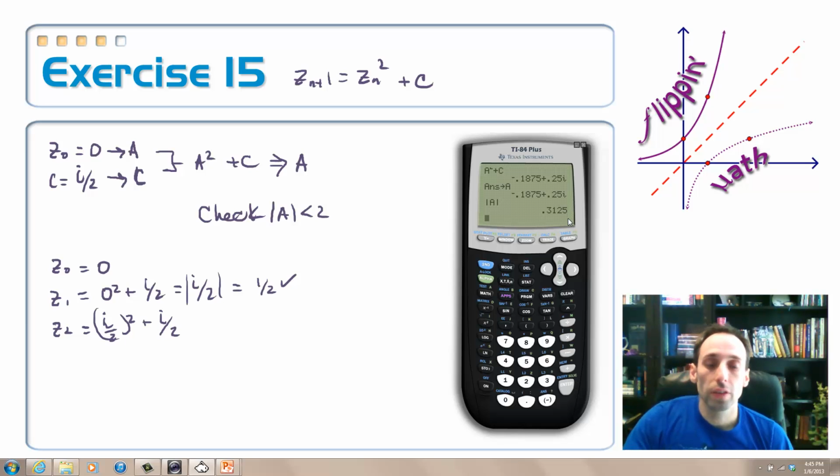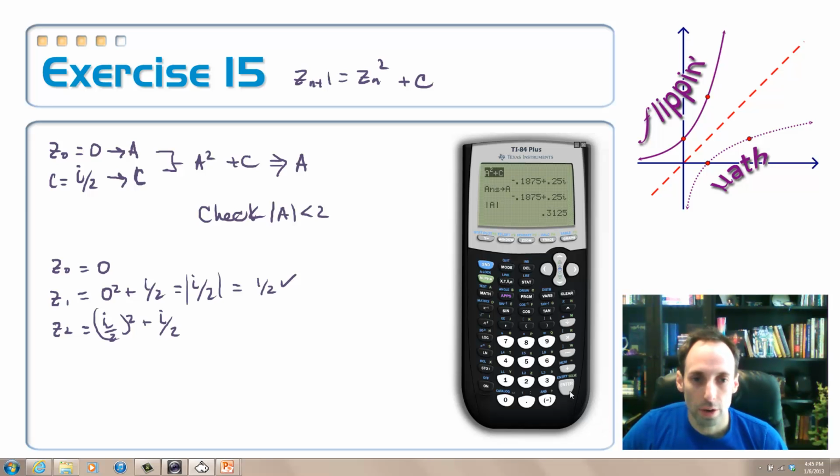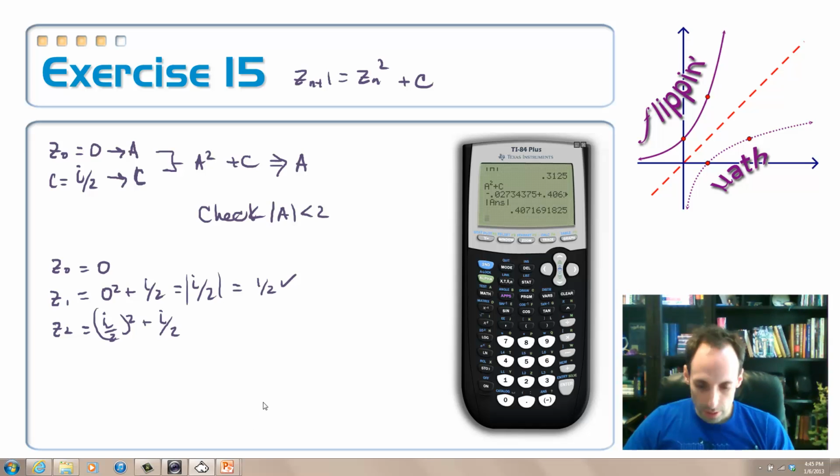If I wanted to, again, this is less than 2. And I can keep doing this over and over again. Let me just do it one more time. So I'm going to pull that back up. It's so much easier if you're able to do this using the arrow key. Enter. And if I were to just take the absolute value of that, absolute value of second answer, I can see that even this one's below 2. So I'm going to conclude that this number is a part of the Mandelbrot set.